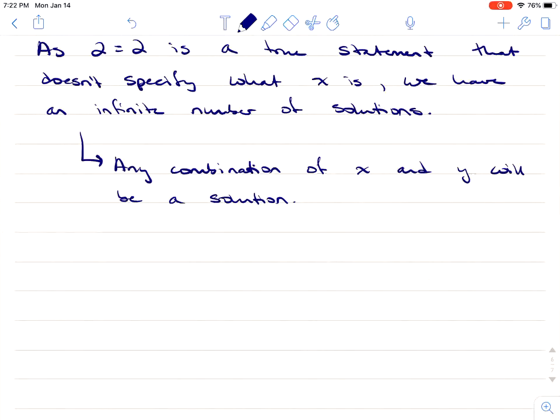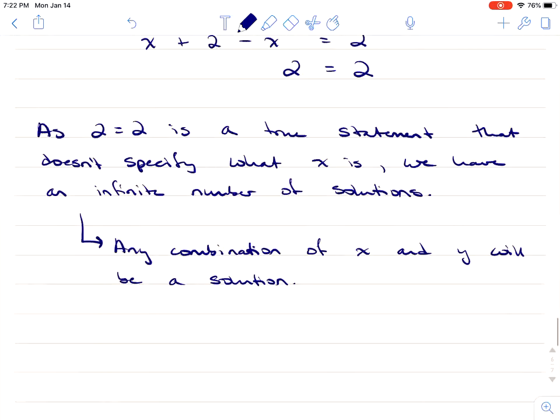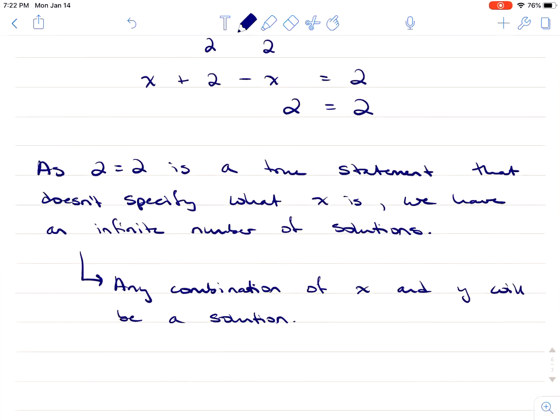So like I said, in a similar scenario, where you get to, I'm calling it the end, you hit a roadblock, 4 equals 2 for example, and you hit this false statement, that's telling you that you have no solutions, because it doesn't matter what x and y are, 4 is never going to be equal to 2.